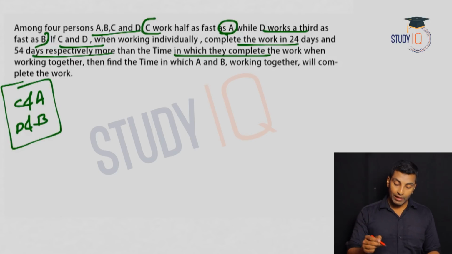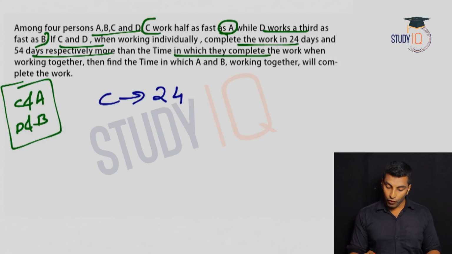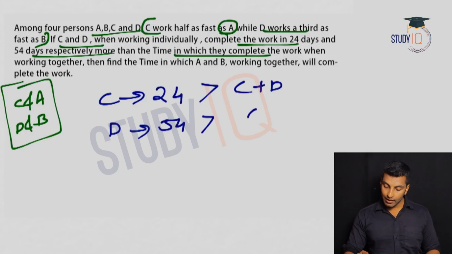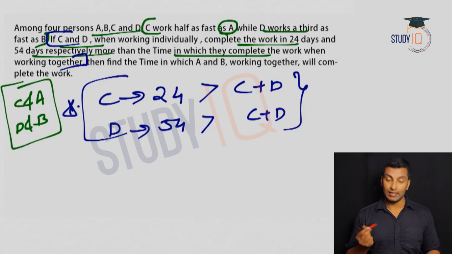So very simple. This is just like the previous question. If C working alone, C takes 24 days more than C plus D working together. If D working alone, D takes 54 days more than C plus D working together. That's the information. Now from this, this question is going to be very easy. From this you can find C plus D working together, in how many days they complete the work, right?